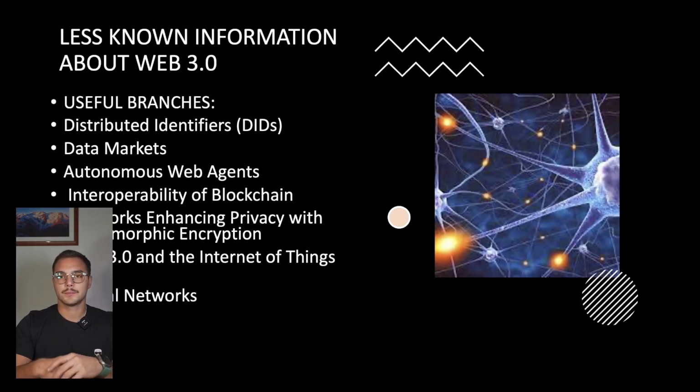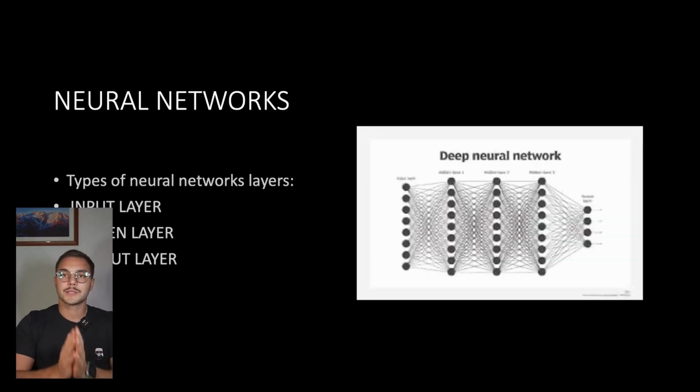Also, on Web3, there are neural networks, which help artificial intelligence to learn and to give answers on different topics and on the information that it has. Neural networks are very important for Web3 because they are good for interpretation of data and then use of that data. Essentially, in neural networks we have three layers.